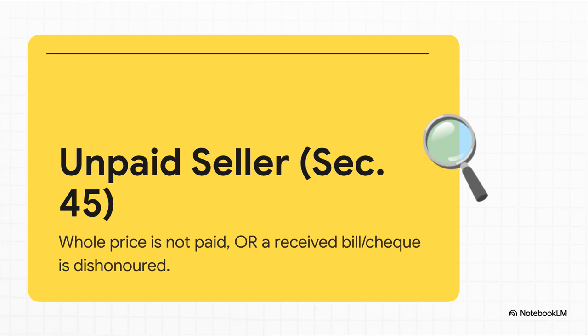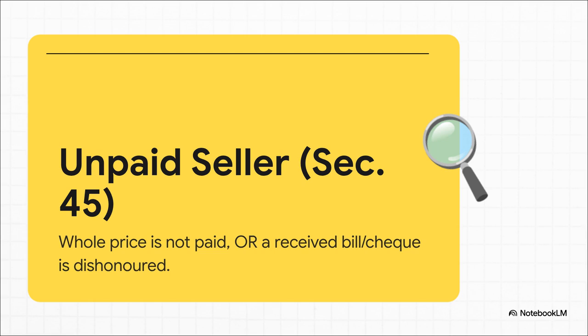Let's read the definition exactly as it appears on screen. Unpaid seller, Section 45. A seller is unpaid when the whole price is not paid or a bill or check received is dishonored. Notice that strict "or" condition here, class. This is absolutely crucial. A seller becomes legally unpaid if either one of these two independent conditions is met.